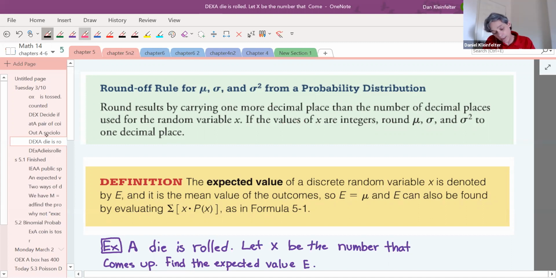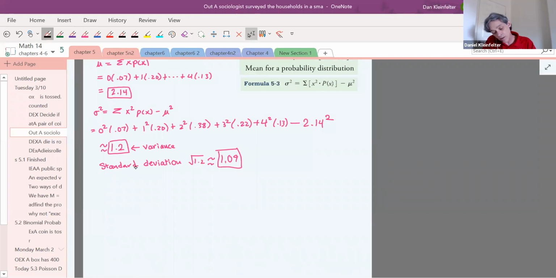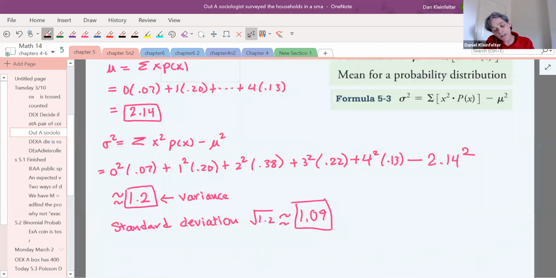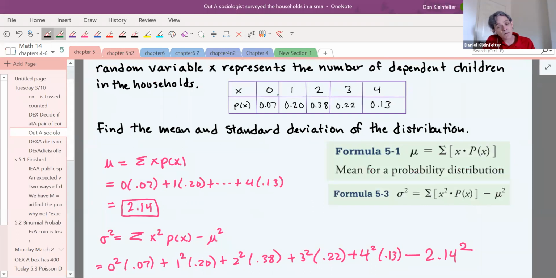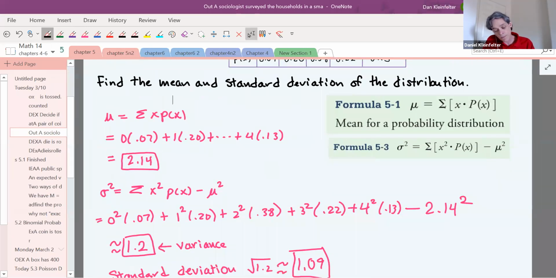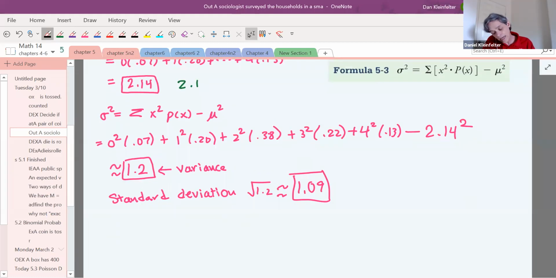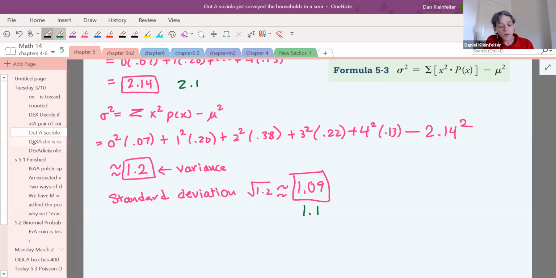1 decimal place. So coming back to here, it would make most sense to round each of these to 1 decimal place because the number of children was a whole number. So let me call this 2.1. This one is already in tenths. This one I should probably round to 1.1. So that's 1 digit more than the number of digits in our x.